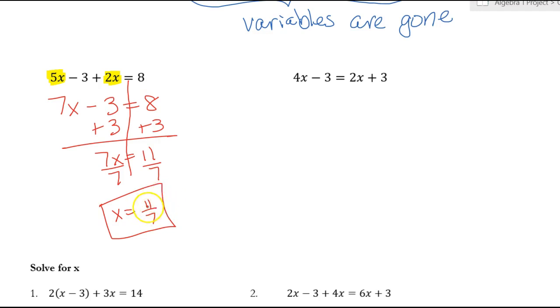You're going to want improper fractions, so you could just keep it like this. If you have a calculator, you can also turn it into a decimal. It's up to you.